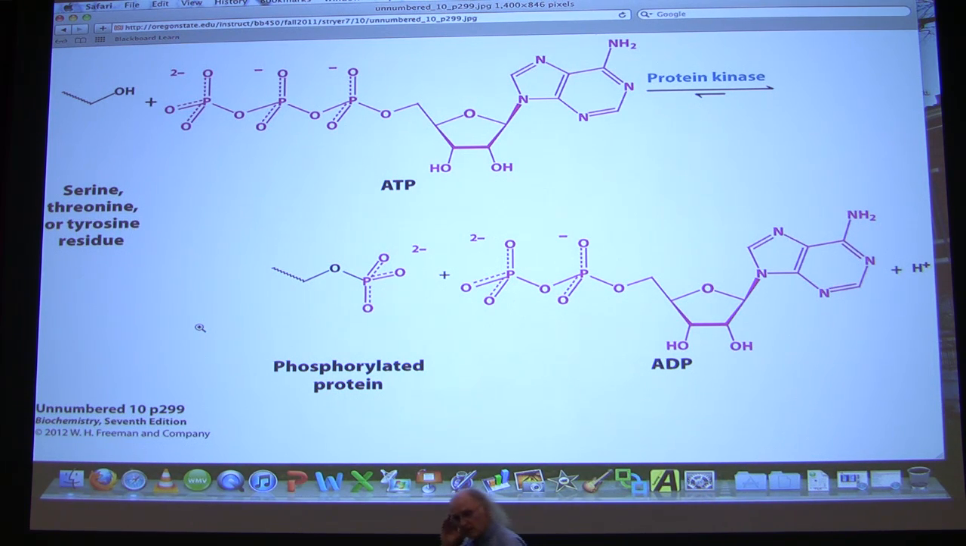Protein kinase A prefers serine and threonine. Protein kinase A works on serine and threonine. Okay, so that's the reaction being catalyzed. We see that ATP is the source of the phosphate. Here's our target hydroxyl group. Here's the phosphate that's put onto it. That leaves us with ADP as a byproduct.